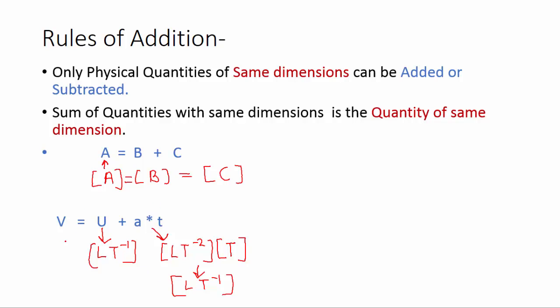Now the second rule: the sum should have the same dimension also, that's v here. This is the final velocity, so it has the dimension of velocity, that is LT^-1. So you can see all the terms have the same dimensions.